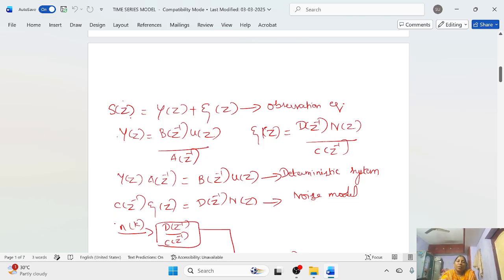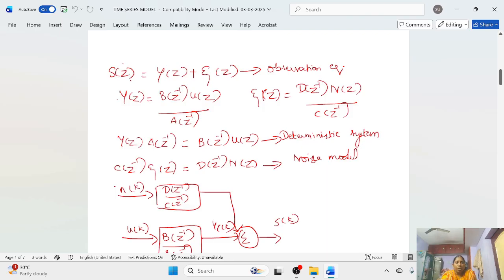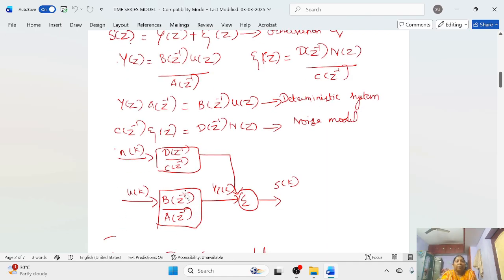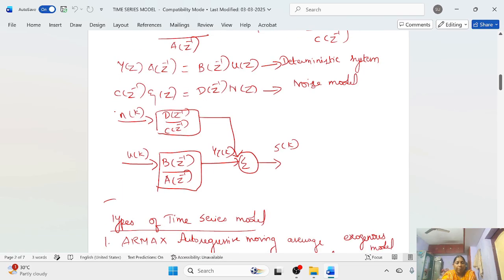In the case of Xi of Z, this is called the noise. When Xi of Z is multiplied with C of Z inverse, this is equated to D of Z inverse into N of Z. This we call the noise model. When you draw the diagram, U of k is multiplied by one transfer function, which is called the signal model, and N of k is multiplied with another transfer function, which is called the noise model. Both are added up in the adder, and this gives you the observation signal, which is called S of k.